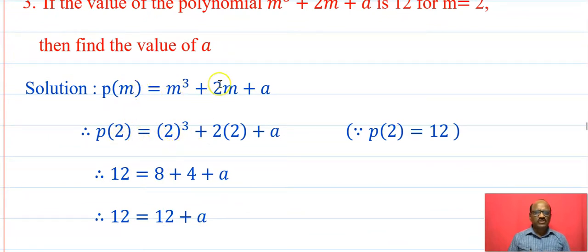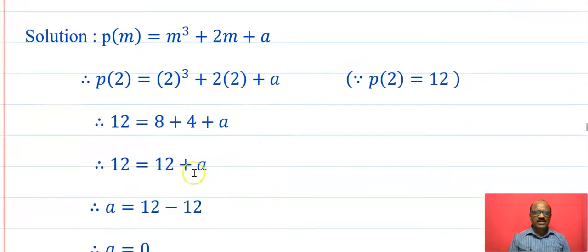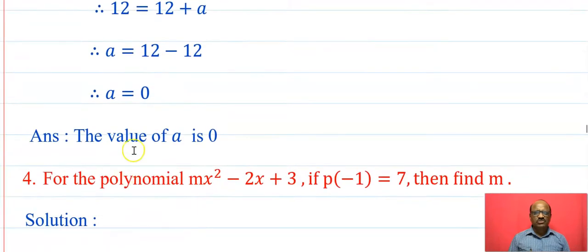That is 2 raised to 3, 2 into 2 plus a. Overall we have the value 12. 2 raised to 3 is 8. 2 into 2 is 4 plus a. 8 plus 4, that is 12. Therefore a is equal to 12 minus 12, that is equal to 0, and hence the answer, the value of a is 0.